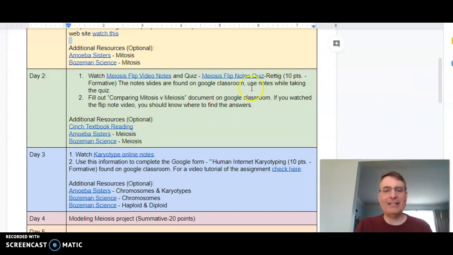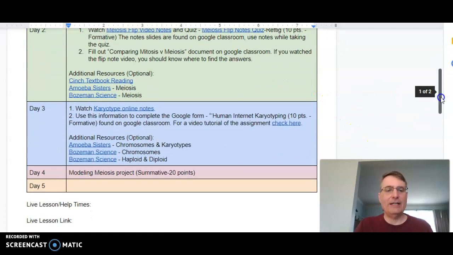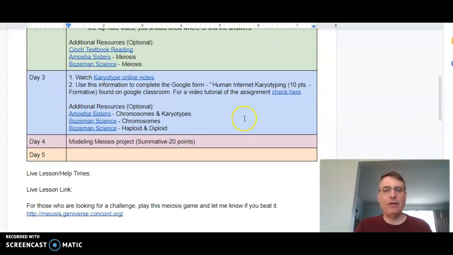When you get done with that, I would like you to fill out the form comparing mitosis versus meiosis. It's a document that you'll find on Google Classroom. Basically, it puts out, okay, this is what goes on in mitosis, and this is how meiosis is different. Again, check out the Google Slides notes on meiosis. There's a nice slide just on that issue. And again, there's additional resources available to you as well to fill out those two forms. All right. Day 3, we're going to look at what's called karyotypes.